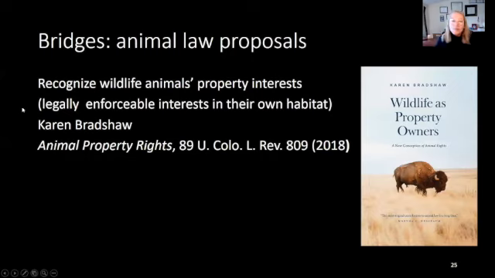Finally, quickly, I just want to mention that there are some really interesting ideas out there in animal law. A woman by the name of Karen Bradshaw has written a book called Wildlife as Property Owners. I've also included here a 2018 law review article where she suggests that wildlife animals should be awarded their own property interests in their habitat. And so they would be legally enforceable. Really fascinating read, I suggest.